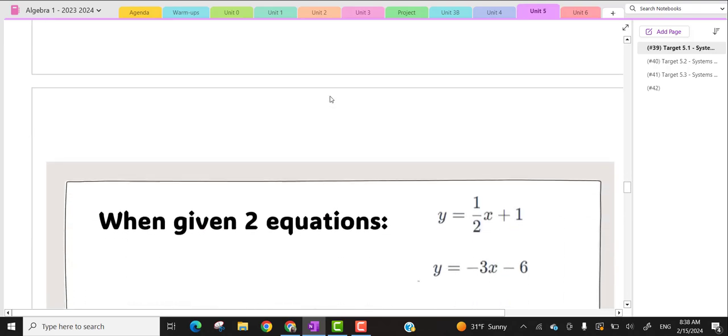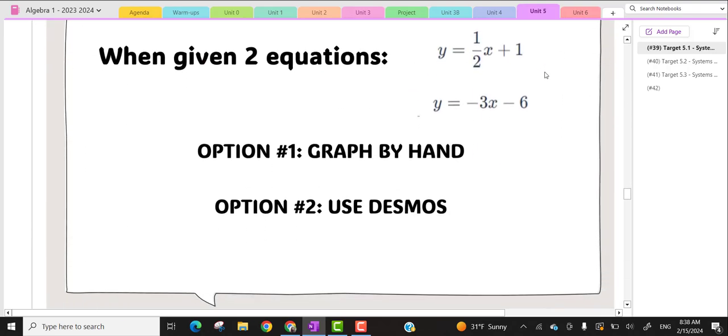All right, so now we're going to do an example. When you're given two equations, that means systems of linear equations, you know that you need to find where the two lines cross. So cuando tienes dos ecuaciones, tú sabes que este es un sistema de ecuaciones y necesitas encontrar dónde están las líneas cruzando.